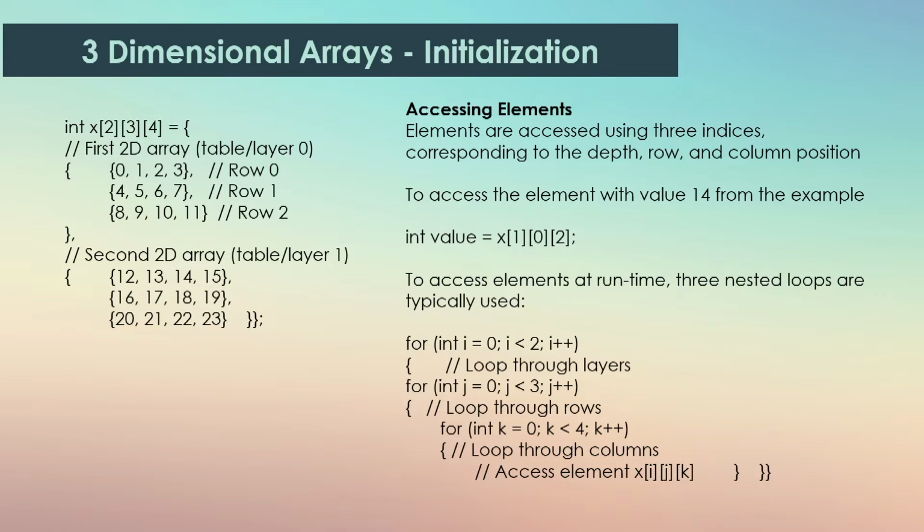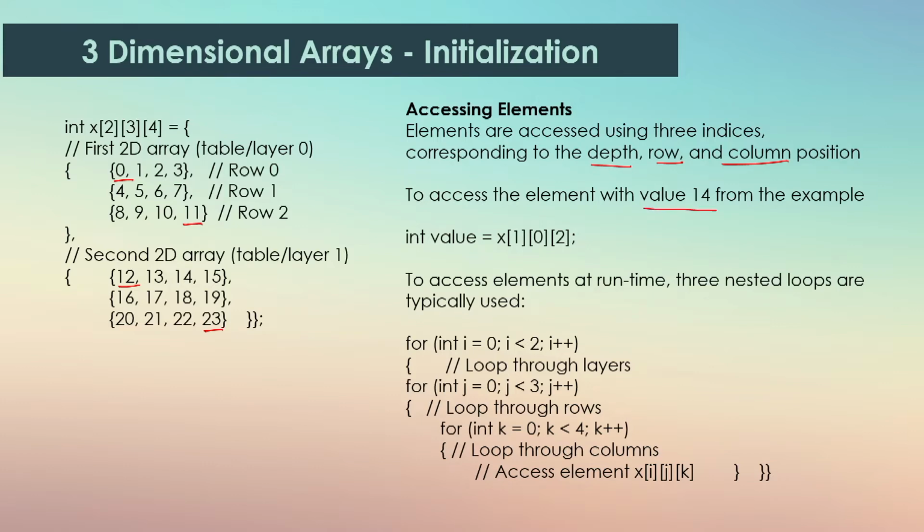So, here you can see that the elements are accessed using 3 indices. The indices will be depth, row and column positions. So, to access an element 14 in the previous example, say we are storing the first table with continuous values starting from 0 to 11. And in the second table we are storing the values from 12 to 23. Now, my task is to store or access the element 14.